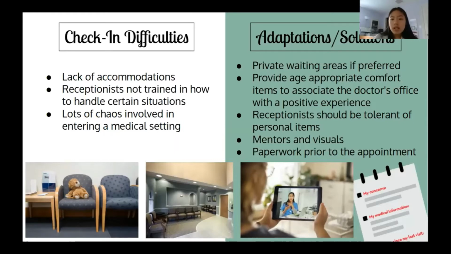So some adaptations or solutions could be that medical practices could incorporate a more private waiting area for patients that would prefer an area just for themselves and their family. Also, receptionists could have age-appropriate comfort items. So an example could be like a stuffed animal or a coloring activity to keep the patient feeling welcomed and so that they associate the doctor's office with this positive experience. Also, receptionists should learn to be tolerant of people who come in with many personal items from their home.